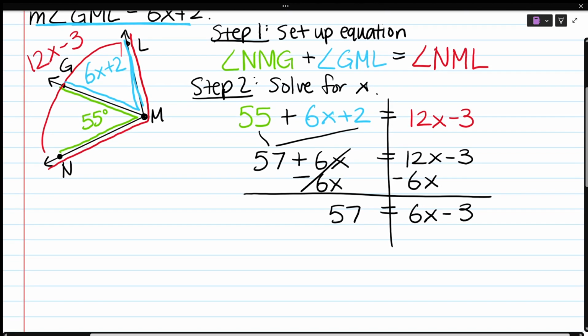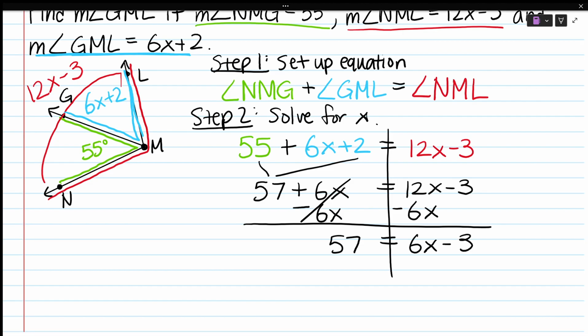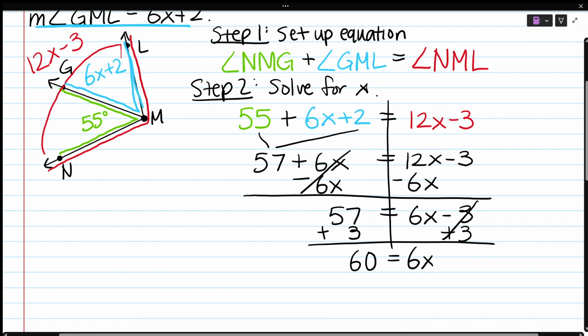Okay, and then now we have 1x right here. Now we got 1x, so we just got to get that x by itself. Let's get rid of this minus 3. Opposite of minus 3 is plus 3, right? Plus 3 on both sides. 6x equals 57 plus 3 is 60. And then last step, divide. You get x equals 10.